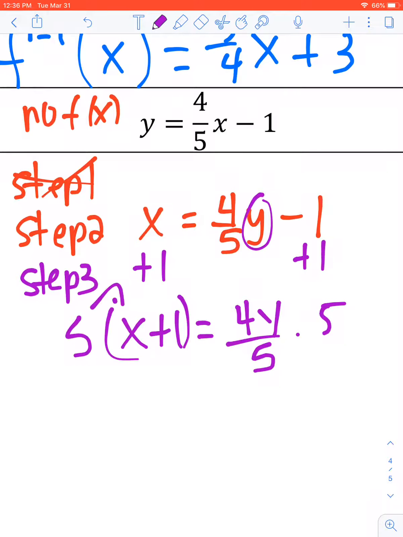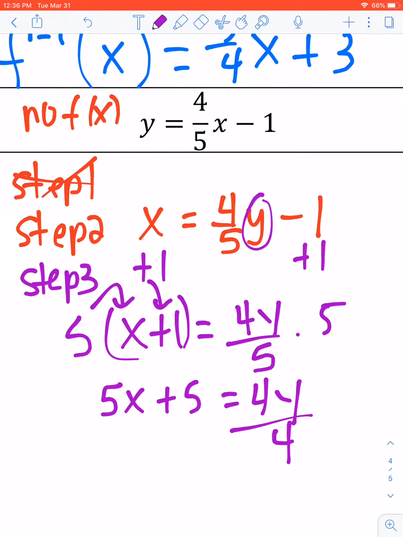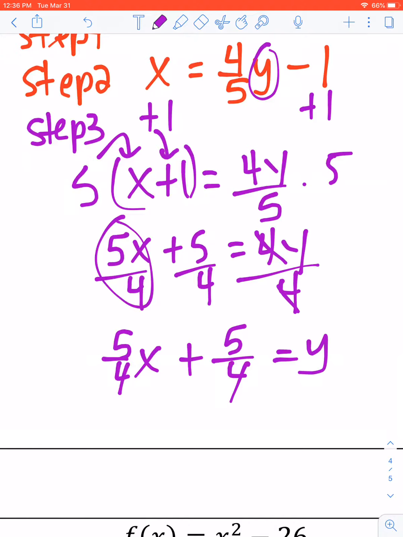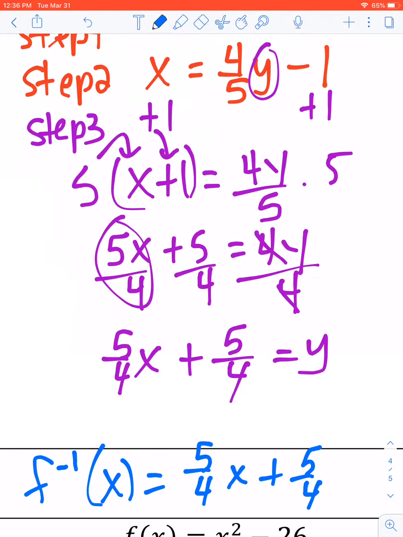So the trickiness to this is you have to distribute. Everything has to get multiplied by 5. Then I'm going to divide everything through by 4. 5/4 does not reduce. So I get that my final inverse function is equal to 5/4 x plus 5/4.